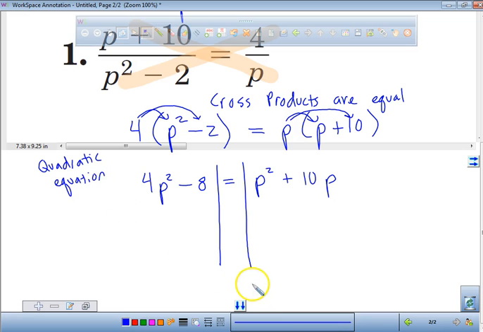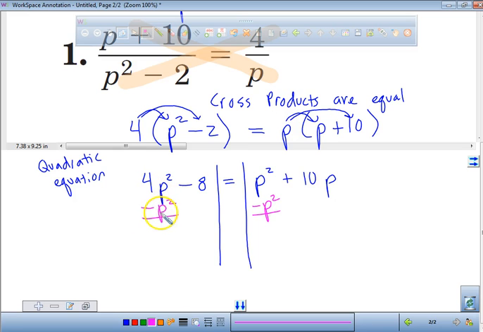Does anybody in the class remember what we need to do with all quadratic equations? We set them equal to something. That's right. We set it equal to 0. So we're going to take this quadratic and set it equal to 0. So what I'm going to do to make it as easy as possible, I'm going to take away p squared from this side and take away p squared from this side.